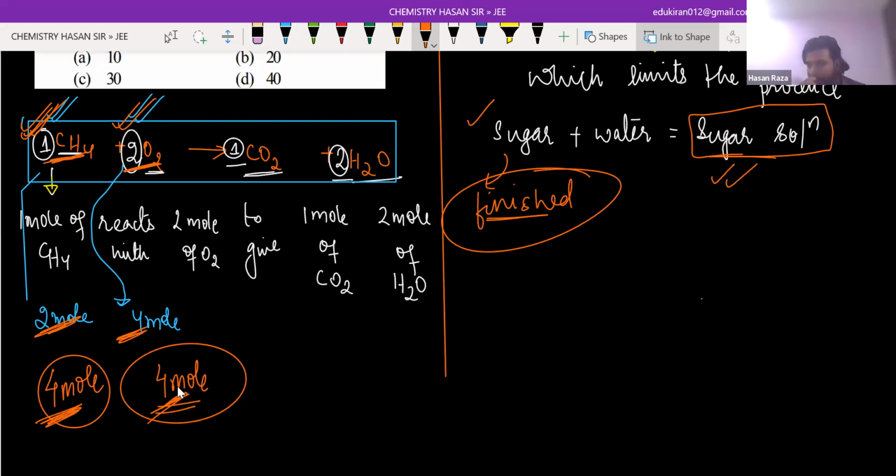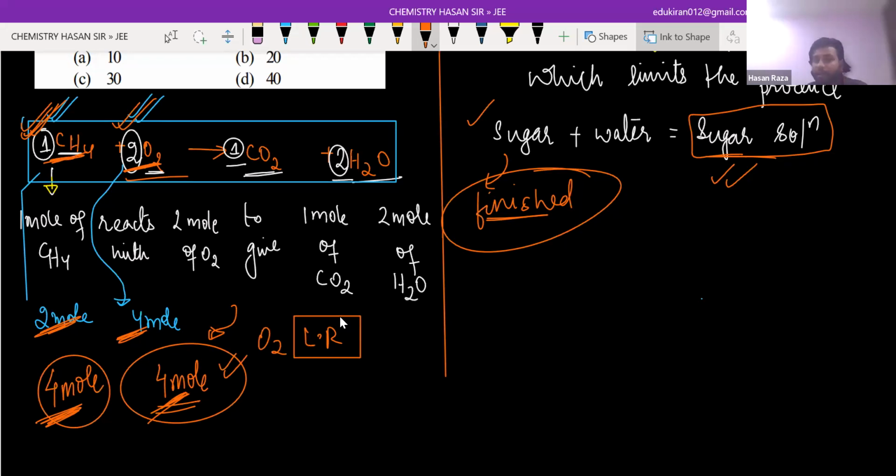Yes or no? Yes, sir. But we have only 4 mole. We require 8 mole, but it has only 4 mole, which is not sufficient. That means it will be finished first, and hence O2 is the limiting reagent. This is the first method to recognize the limiting reagent.